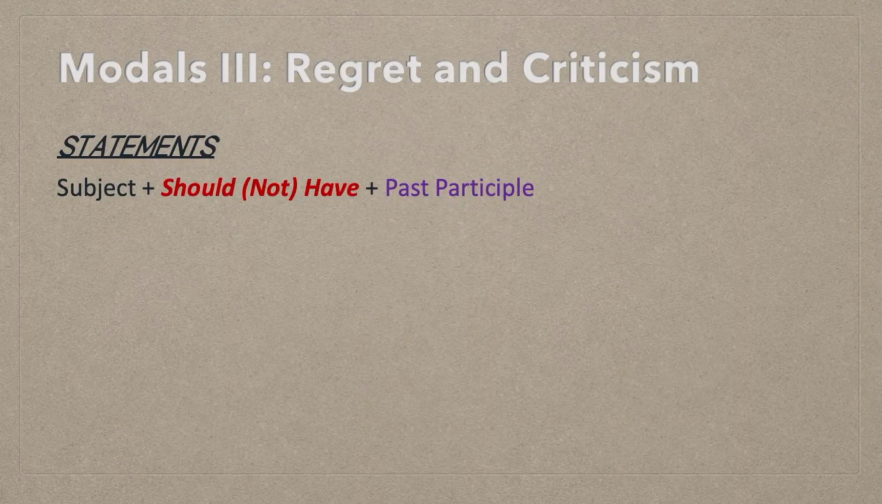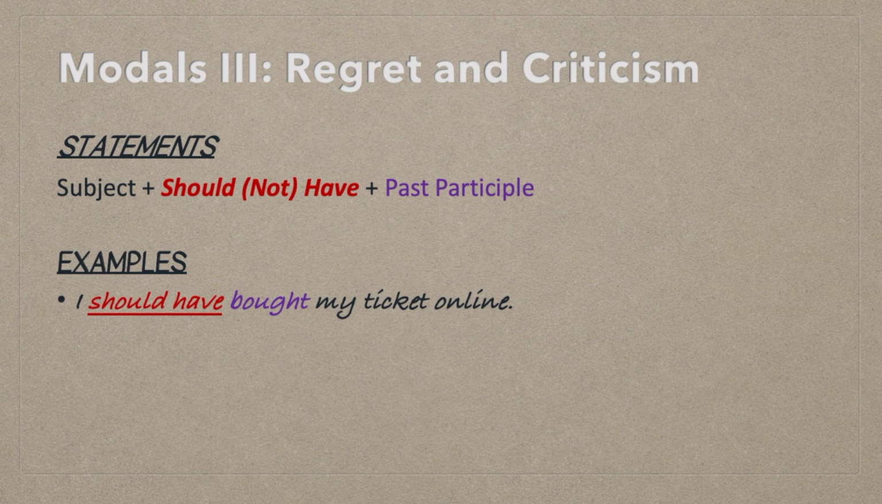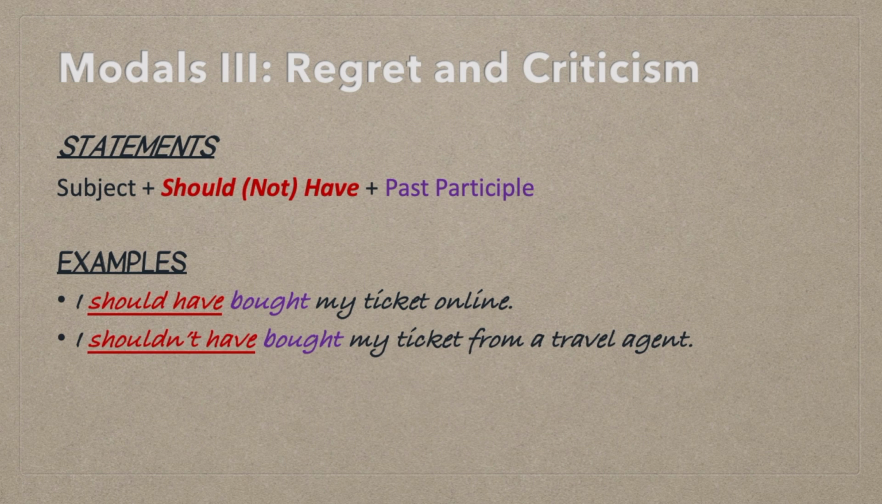First, statements. We make this kind of statement with this form. Subject plus should or should not have plus the past participle of the verb you're using. For example, I should have bought my ticket online. Everyone knows they're cheaper online. I shouldn't have bought my ticket from a travel agent.